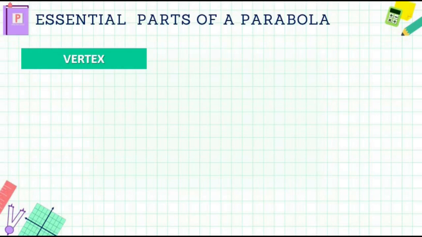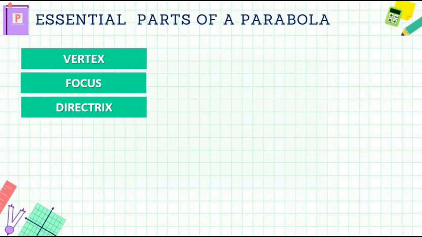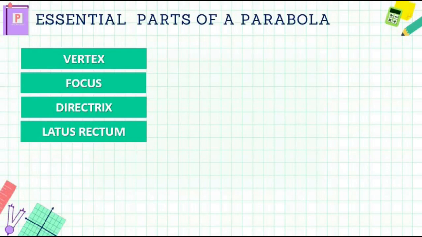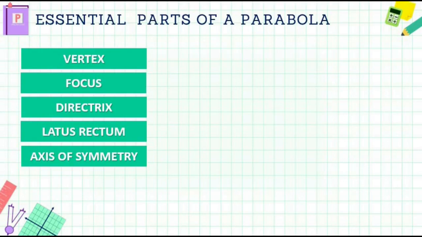Vertex is the counterpart of the center in a circle. The next essential part is called the focus. Focus was mentioned a while ago, given the definition of a parabola. Aside from that, we also need to know about the directrix, then the latus rectum. And the last part that you need to know before graphing a parabola is the axis of symmetry.